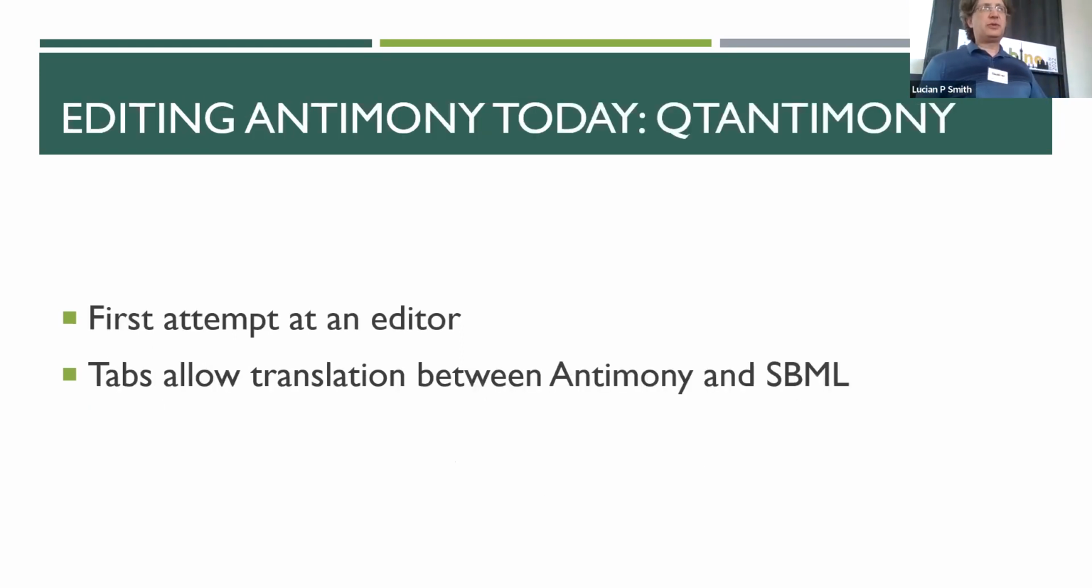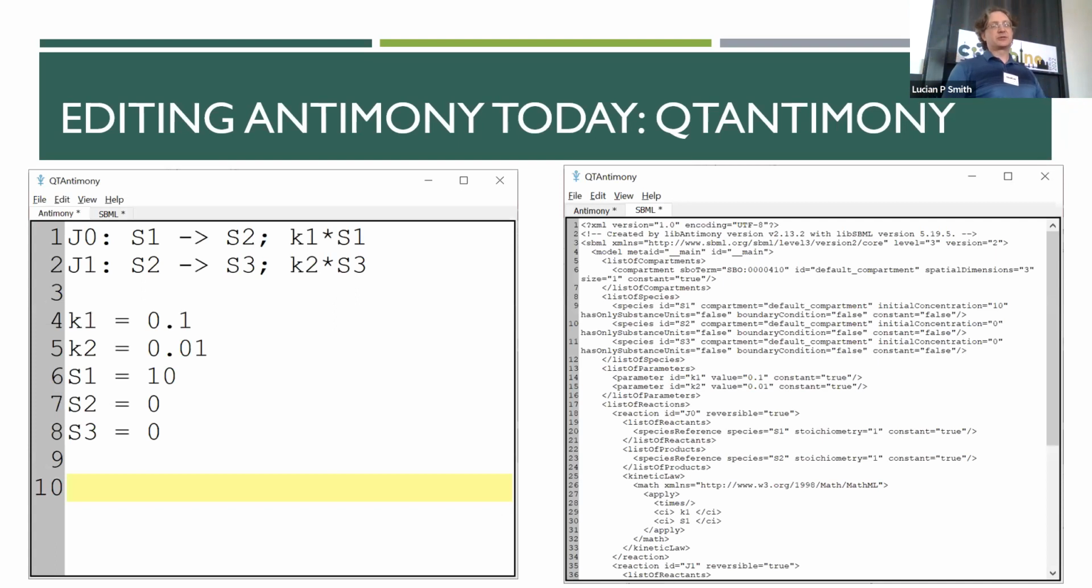If you want to create an Antimony model, QTAntimony was something I developed back in 2009, 2010, something around there. It would give you one tab that was Antimony and another tab that was SBML. So it looks something like this. On the left, you would have your Antimony model. Then you would click on the SBML tab and you could see this. You could go back and forth, and if you wanted to load up your SBML model, you could then look at it in the Antimony version. You can edit either one and it would update the other.